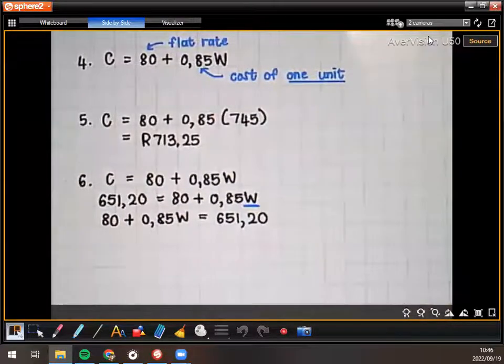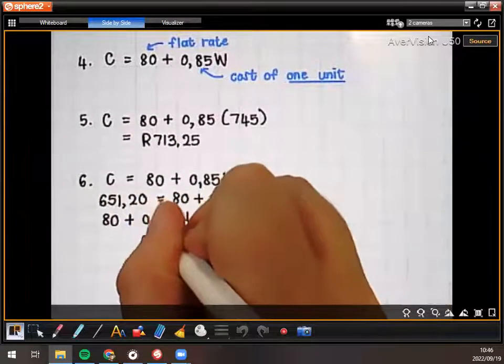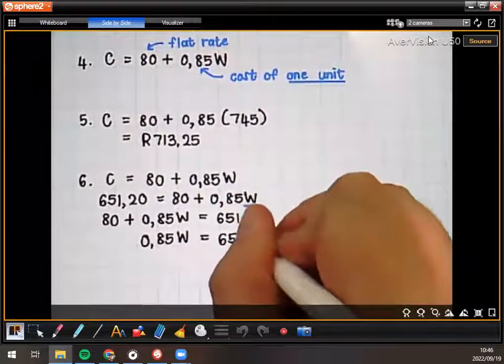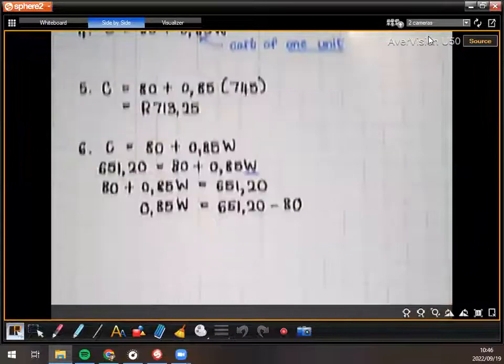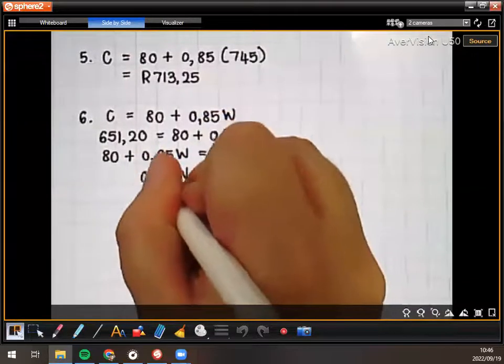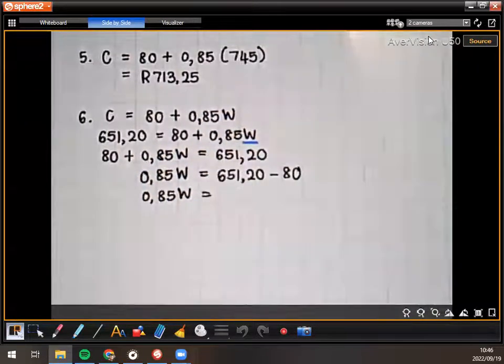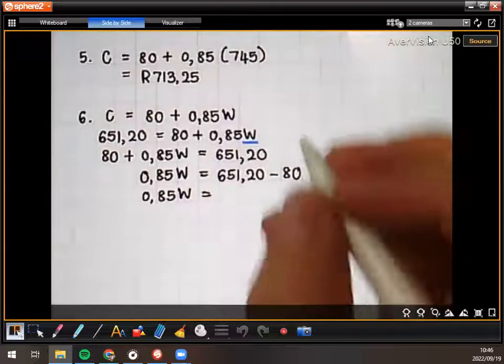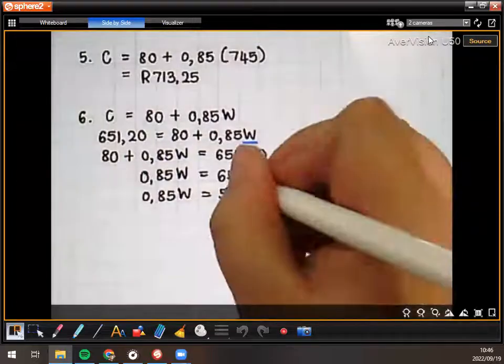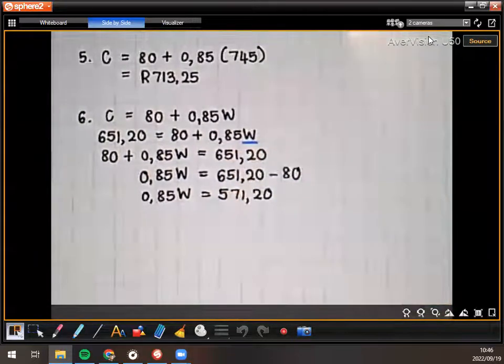Okay, so you just said that the opposite of adding 80 is subtracting 80. So we're going to say 0.85 W is equal to 651.20 minus 80. Right? Opposite of adding 80 is subtracting 80. So then you have that 0.85 W is equal to, what's that? 571.20. Oh dear. Sorry, it's Monday.